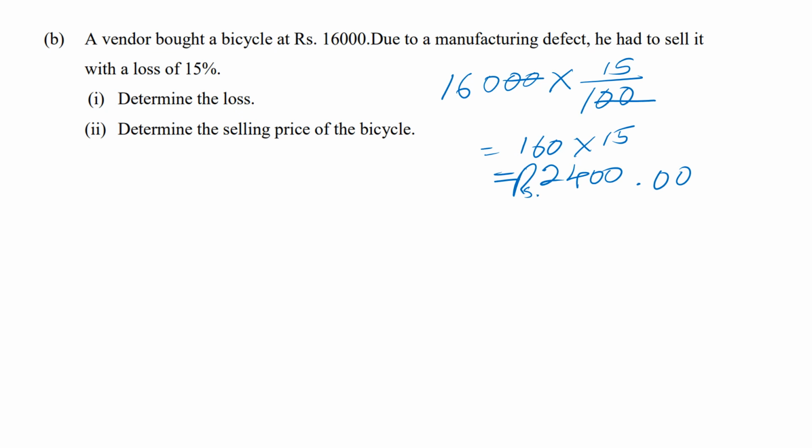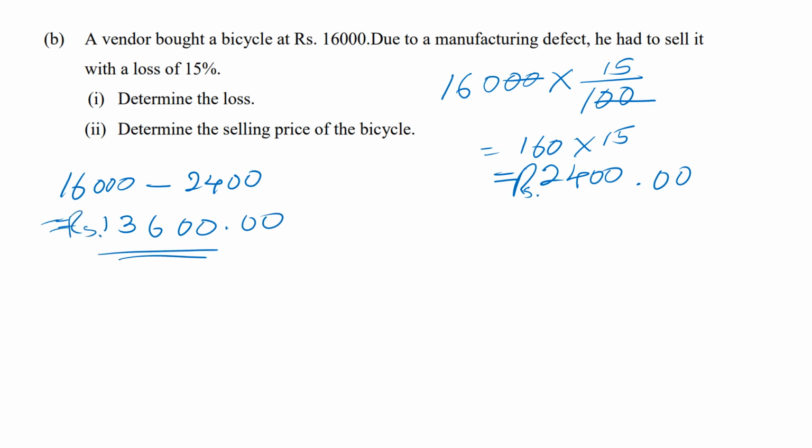Now determine the selling price of the bicycle. You can find the selling price like this: 16,000 minus 2,400. This is 13,600 rupees. I think you always have to write the units when you give this kind of answer.